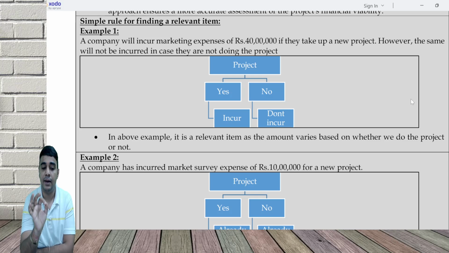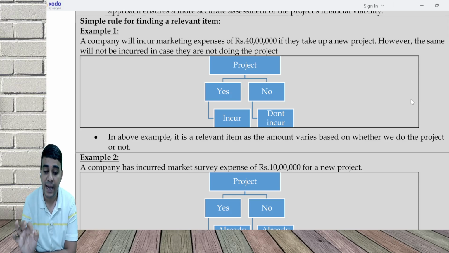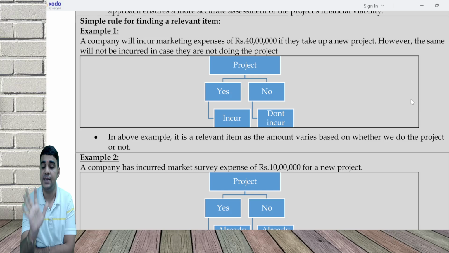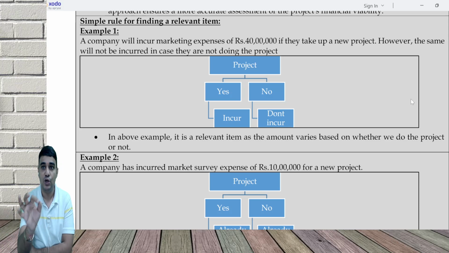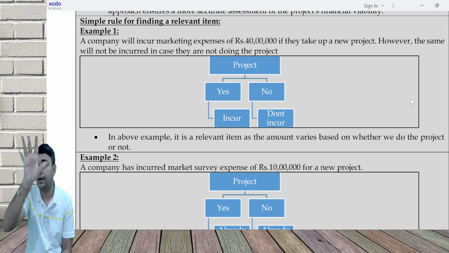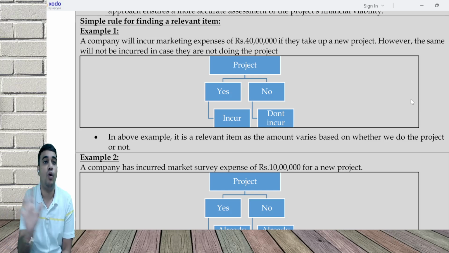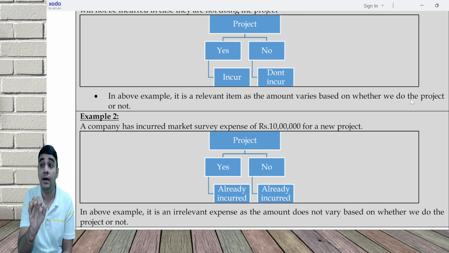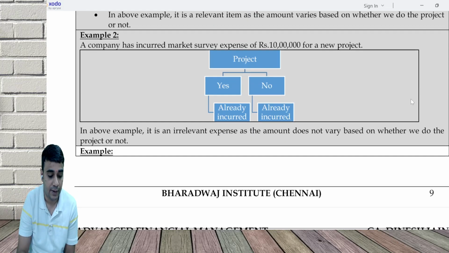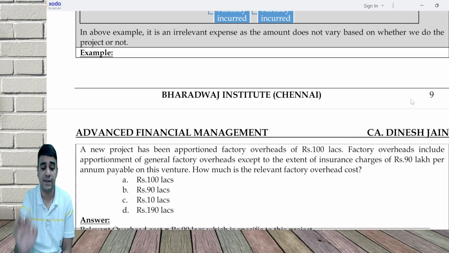A company will incur marketing expense of 40 lakh if they take up a new project. However, the same will not be incurred in case they are not doing the project. As of now, you are yet to incur the expense. You say you are doing the project, go ahead and incur marketing expense. Not doing the project, don't incur it. Relevant. Next, a company has incurred a market survey cost of 10 lakh. Yes, already incurred. No, already incurred. Irrelevant.